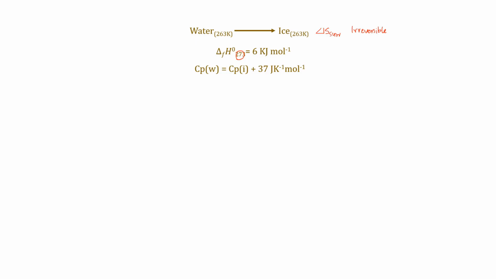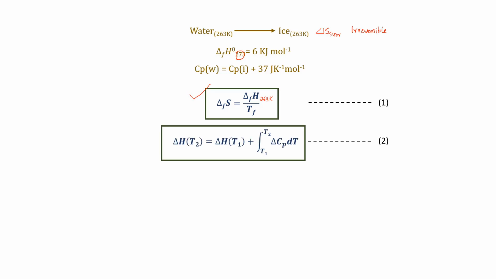To calculate delta S surroundings, we need to use an equation which is given as delta SF is equal to delta HF by TF, where delta HF is delta HF at 263 Kelvin. But we have been given delta HF at 273 Kelvin. So we need to use one more equation which explains the temperature dependence of enthalpy, and it is given as delta H T2 is equal to delta H T1 plus integral T1 to T2 delta Cp dT. This integral term can be rewritten as delta Cp into T2 minus T1.